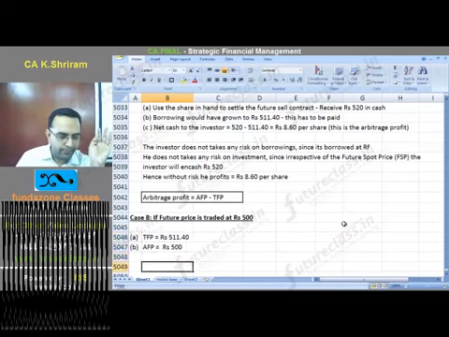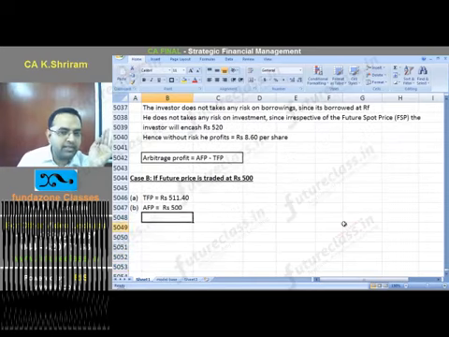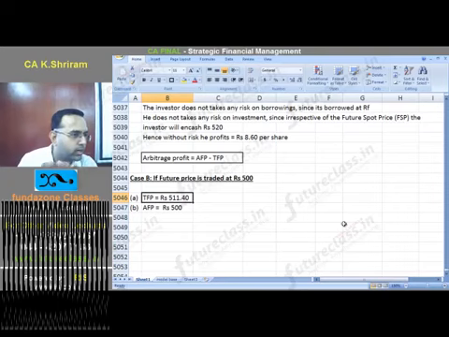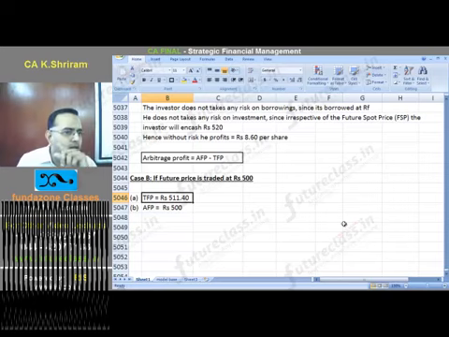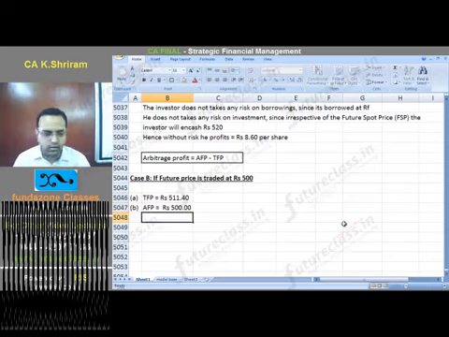Just listen. Theoretical price is 511.40. That's what we calculated. How did we calculate 511.40? Spot into e power RT. What is the spot price? 500 into e power. What is R? 9%. T is 3 by 12. We did that and then we found 511. Actual price here is 500.